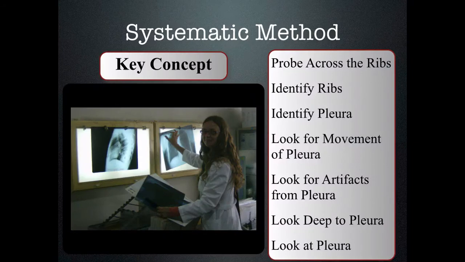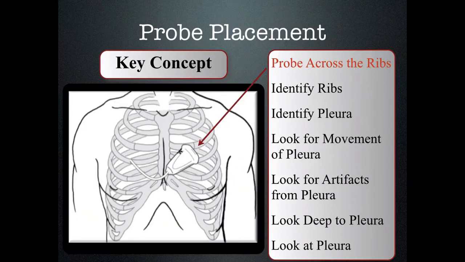As with all ultrasound exams, you must have a systematic method for use of the ultrasound for making your diagnosis. This is going to be divided into key concepts. The first key concept is we must place our probe across the ribs. We do this for a variety of reasons, but in ultrasound, you must be able to identify something so that you can identify everything else around it.